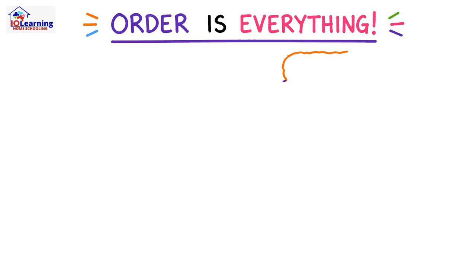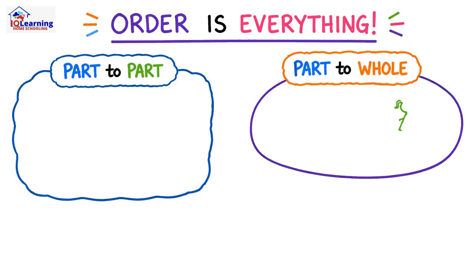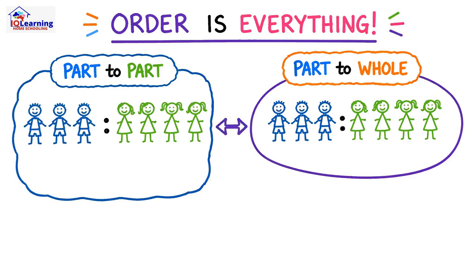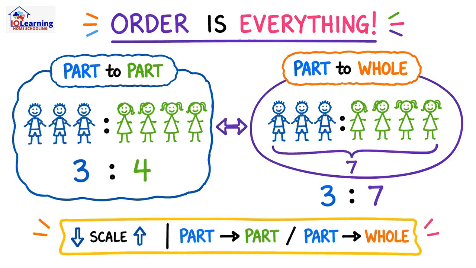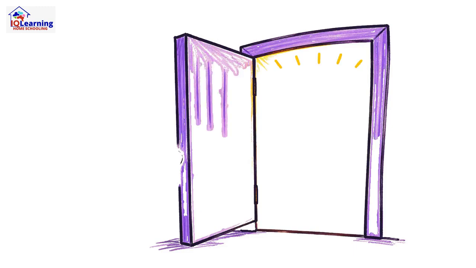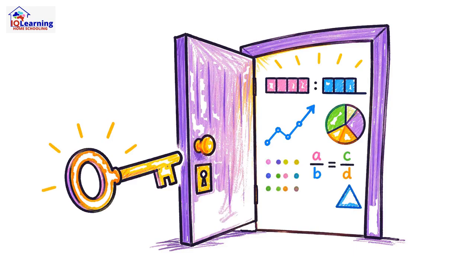So remember, order is everything. A ratio can be scaled up or down, and always know if you're comparing a part to another part or a part to the whole. Master this, and you unlock a new way of seeing the proportional patterns all around you.